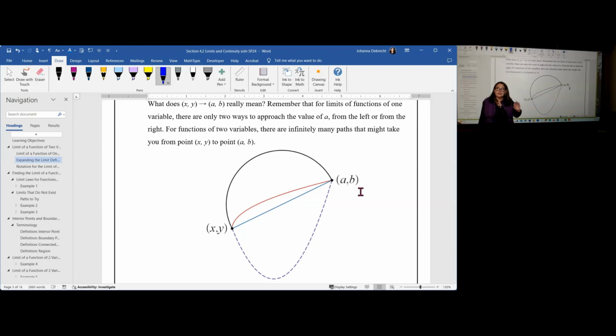This is very, very different from the function of one variable. In that case, A is a point on the real number line, and you can come from the left or the right. That's 2 ways. That's it. In a function of 2 independent variables, there are infinitely many paths that we can follow.